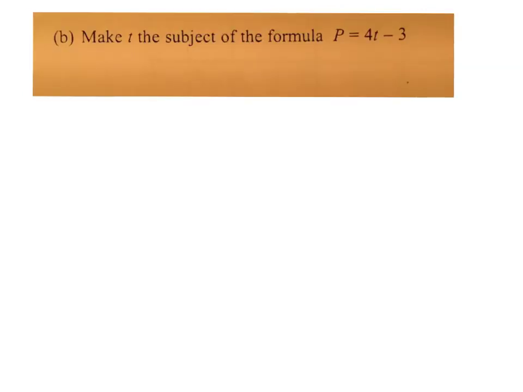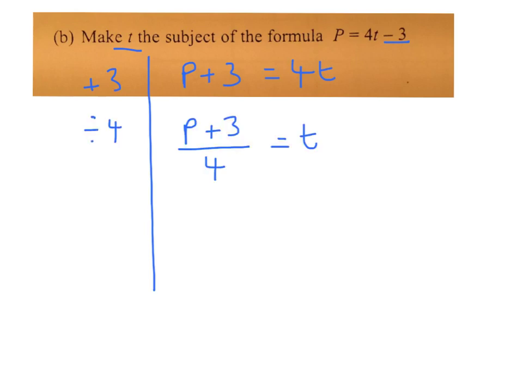Part B is also testing my algebra skills, so I've got to make t the subject of this formula. Well, first of all, I don't like the minus 3 on that side, so I'm going to add 3 to both sides, which leaves me with just 4t on the right hand side and p plus 3 on the left hand side. Well, now I've got 4 lots of t, so I'm going to divide both sides by 4. But of course I have to divide the whole of the left hand side by 4 in order to get the right answer, and just t on the right hand side.